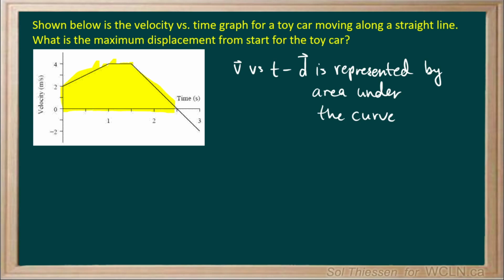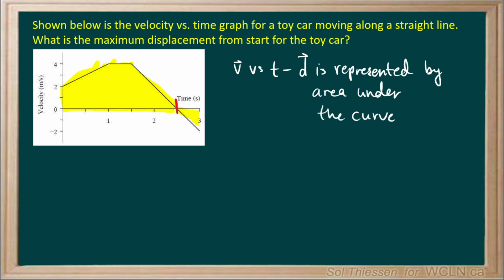Then after the first 2.5 seconds, it looks like that displacement starts to add back in the negative direction. So the maximum displacement from start for the toy car is going to be right here at this point, because this is the point when the car stops traveling in the positive direction.